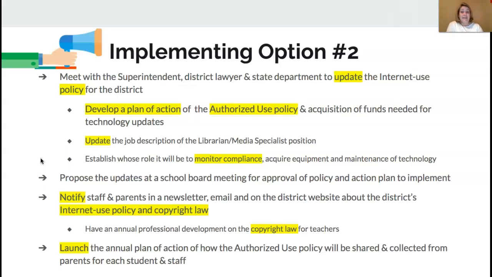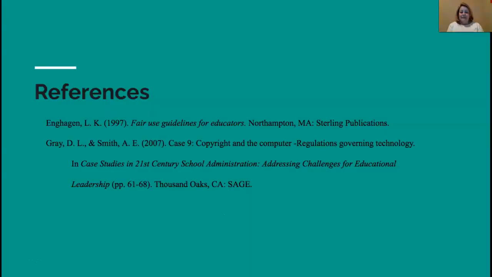Propose the updates at a school board meeting for their approval so they are informed of the policy and the action to implement. After the school board approves it, you notify staff and parents in newsletter, email, and district websites about the district's internet use policy and copyright law. And you need to make sure that annually there's professional development given to the teachers about complying with the copyright law. And then we need to launch an annual plan of action of how the AUP will be shared and collected from parents, for staff, and students. That's the steps I would take.